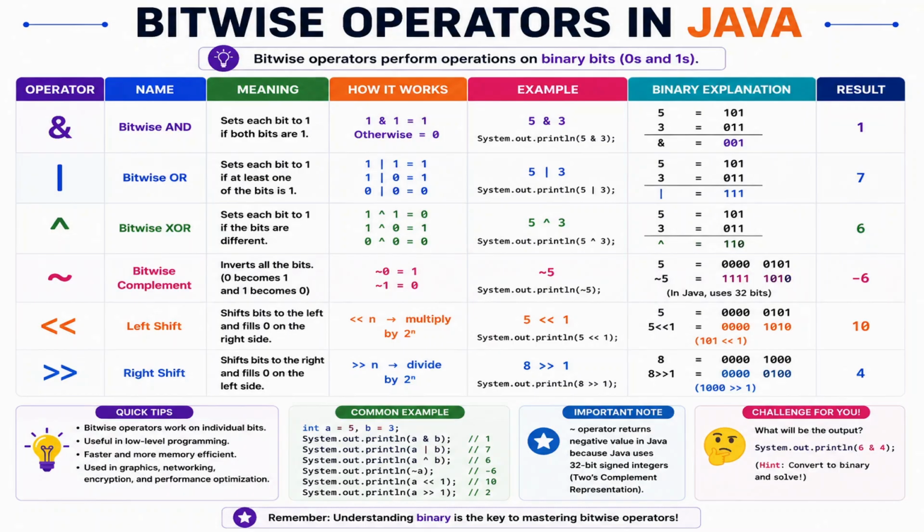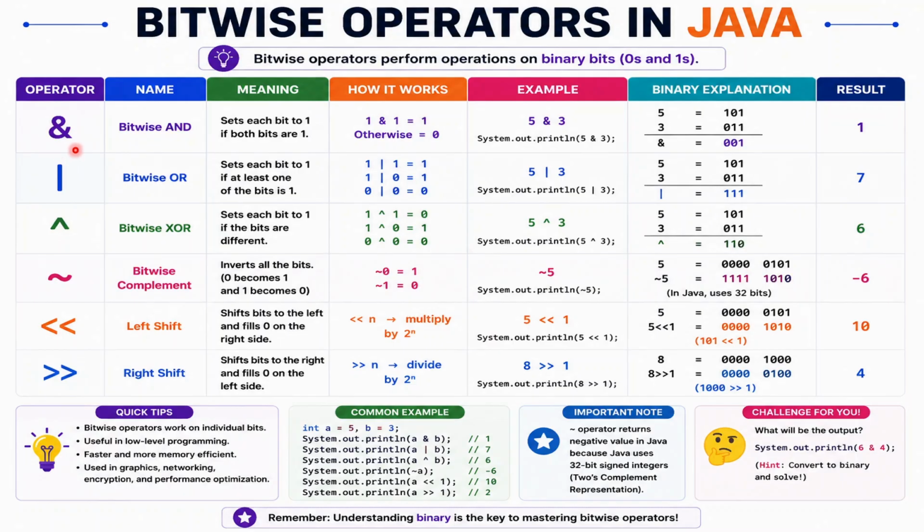So what is a bitwise operator? Bitwise operators perform operations on binary bits, meaning zeros and ones. We have different bitwise operators: the AND bitwise operator, the OR bitwise operator, the XOR bitwise operator, bitwise complement, left shift, and right shift. So let's understand them one by one.